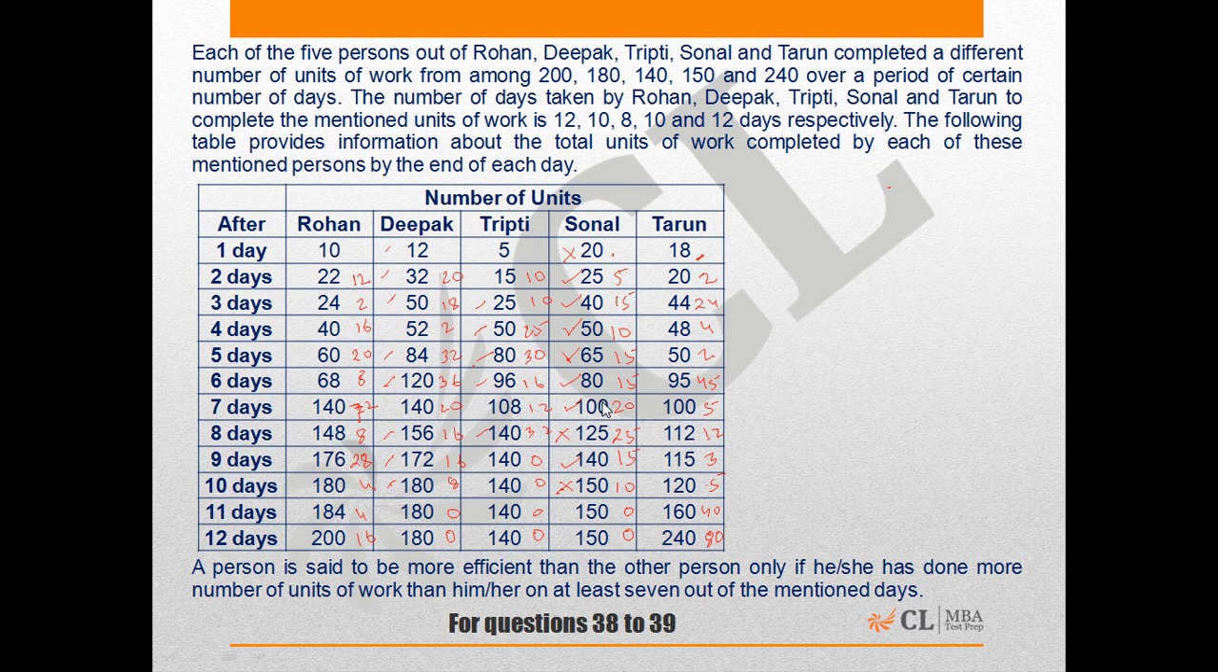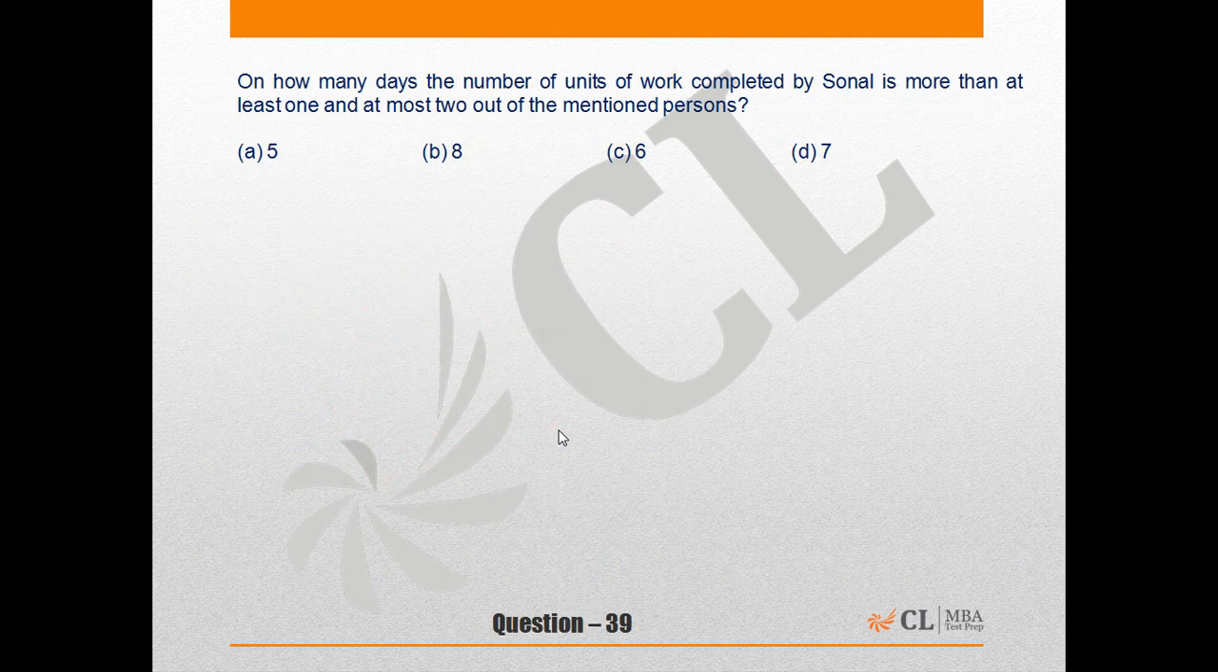So the days are 2nd, 3rd, 4th, 5th, 6th, 7th and 9th. That is in all 7 days. So my answer is 7. That is option D.